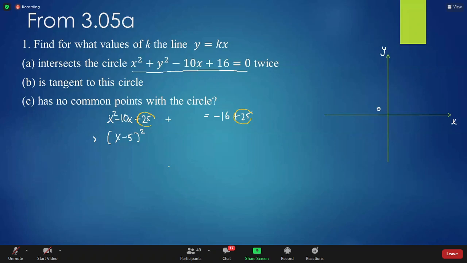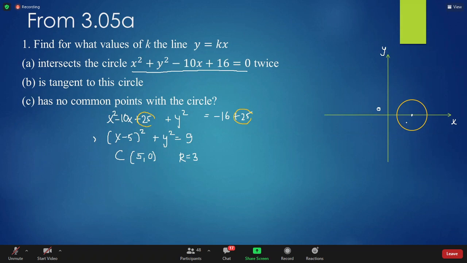So plus y squared equals 9, which tells me that the center of the circle is at the point 5, 0, and the radius of the circle is 3. So the circle would be something like this. The center is at the point 5, 0, and the radius is only 3, so the circle does not reach the origin. This is approximately what it looks like.